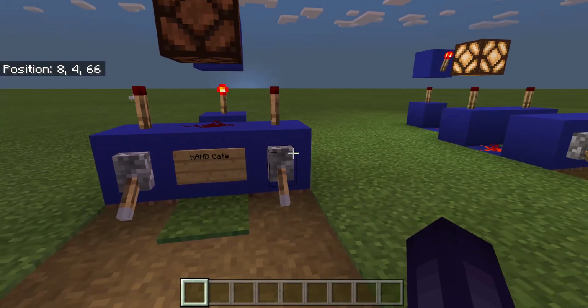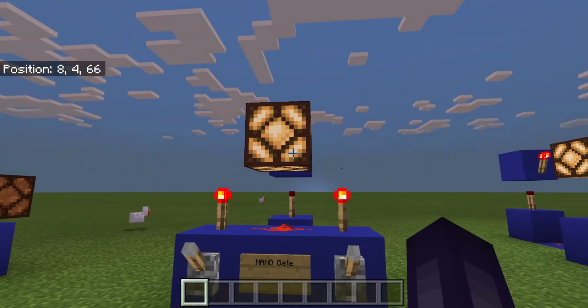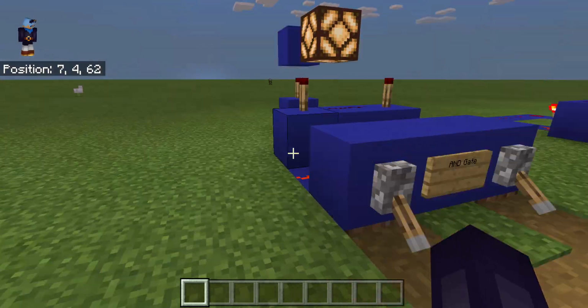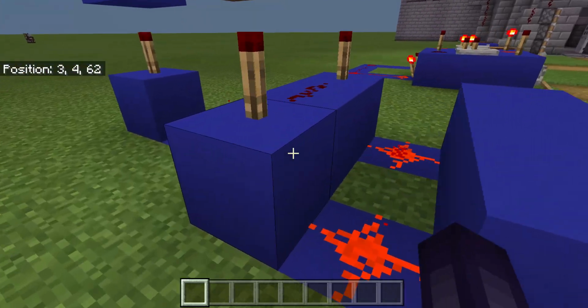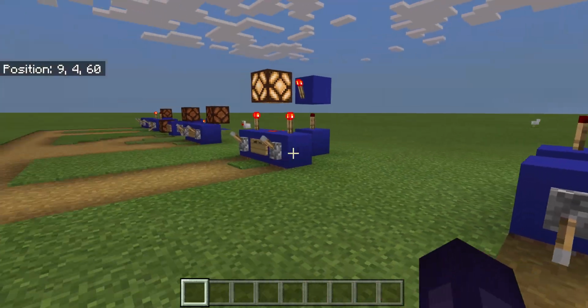The NAND gate is the exact opposite. When one or both inputs are off, the output will be on. It's literally just the AND gate with an inverter. This is more bulky because, I don't know, I didn't feel like rebuilding it, but it's super easy.